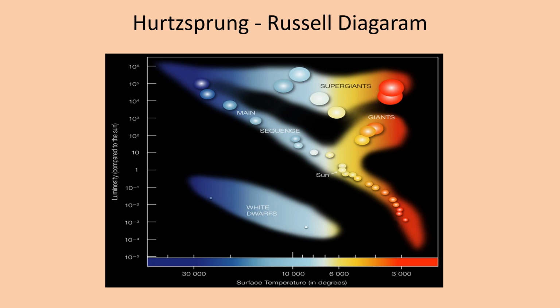Now going towards the left down corner of the plot, we get white dwarfs. These white dwarfs are basically what the red giants convert into when they have exhausted their fuel.